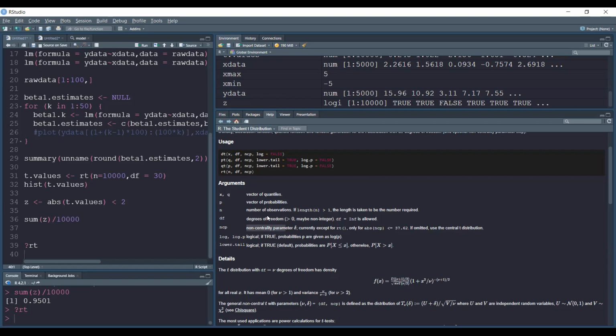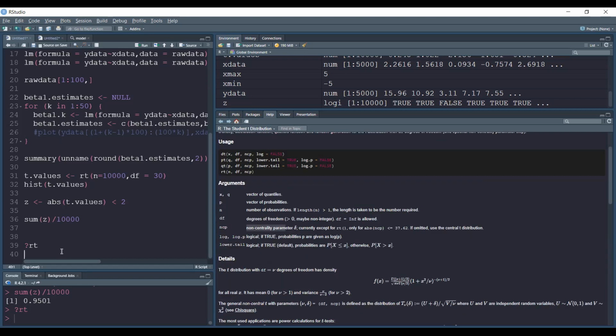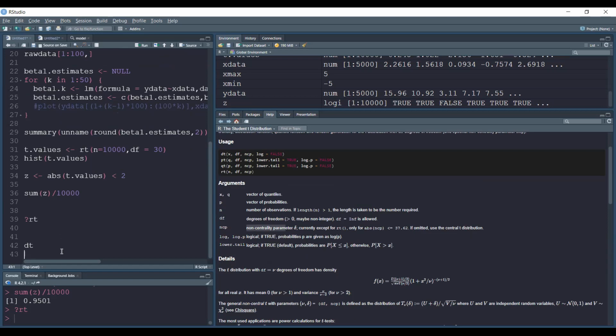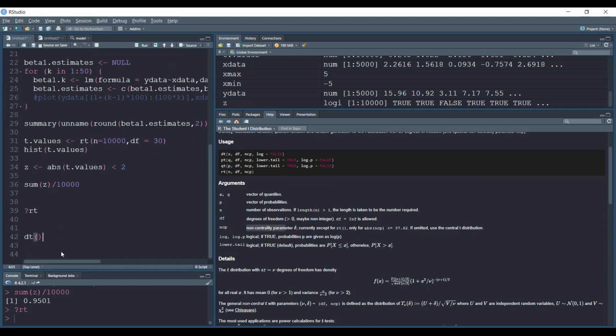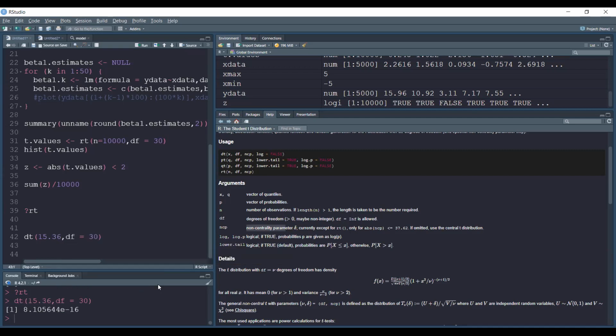Well, why don't we try each one and see? Let's try DT. We could always look at the documentation. If I give it 15.36, and we say degrees of freedom 30. Yeah, that might be it. Let's see what Q does.